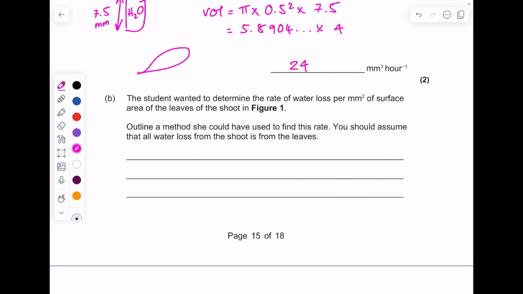So if we have our leaf here, first of all, how do we work out the area? Well, just place your leaf on graph paper and count the squares. Obviously, there are two sides of the leaf, so make sure you do double it. And then lastly, to find the rate of water loss, you need to take water loss and then divide it by the total surface area of the leaves.